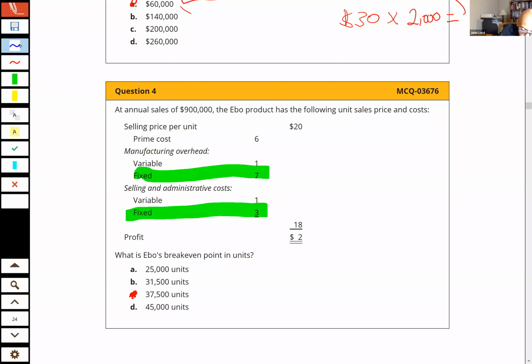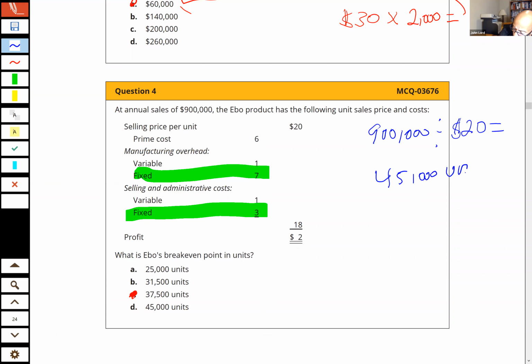Well, the trick there would have been to do what? Take the 900,000, divide it by what? The sales price per unit of $20. That means that I'm selling what? 45,000 units.